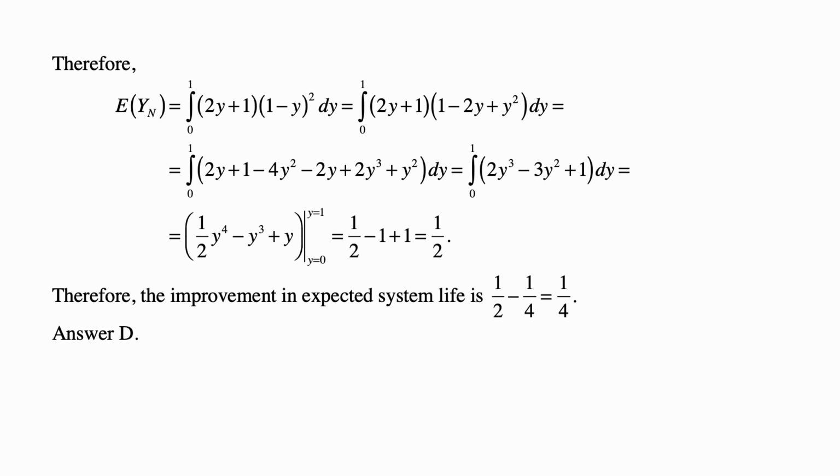That's equal to 2/4 of y to the fourth, but that's 1/2 y to the fourth minus y cubed plus y. Evaluate from y equals 0 to y equal to 1. So that's 1/2 minus 1 plus 1. That's equal to 1/2. And before, the expected lifespan of the system was 1/4, and now it's 1/2. And that means that the improvement in expected system life is 1/2 minus 1/4, which is equal to 1/4. And that's answer D.